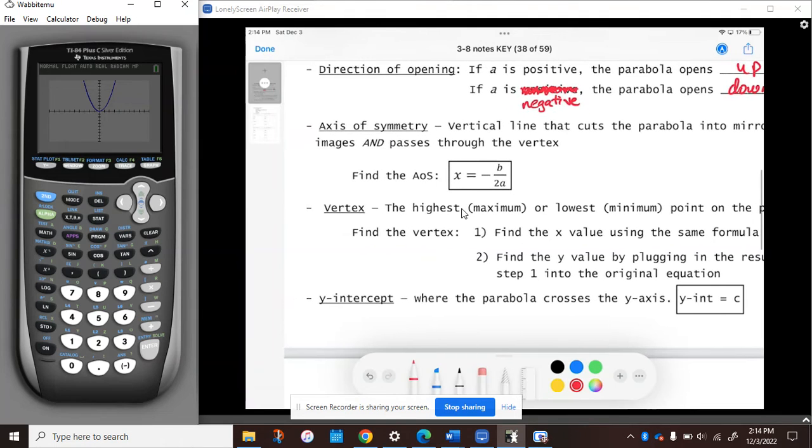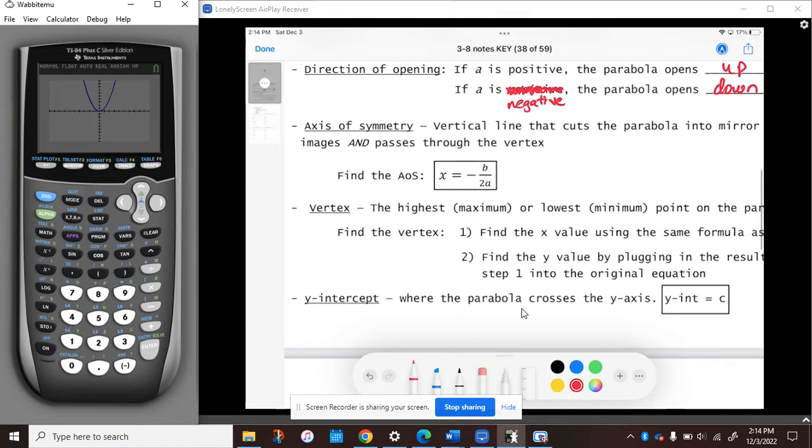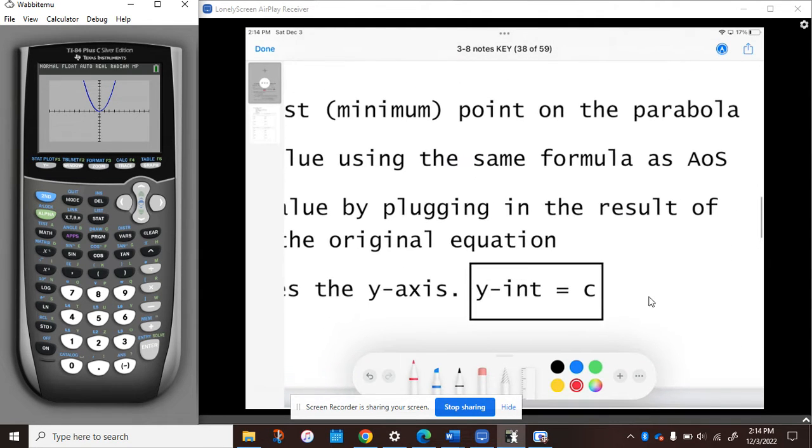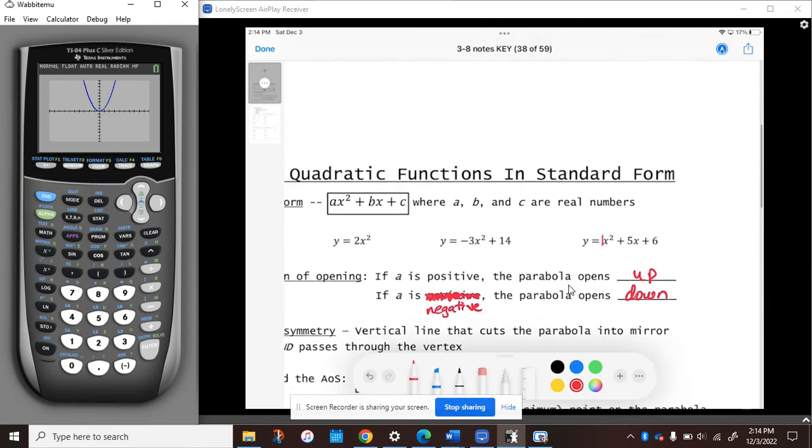The last thing that we're going to be looking for on today's problems is the y-intercept. The y-intercept, of course, is where the parabola crosses the y-axis. We've heard that term before. When you're looking at it on a function like this, you need to know that the y-intercept is equal to that constant number at the end. Here's how that works.